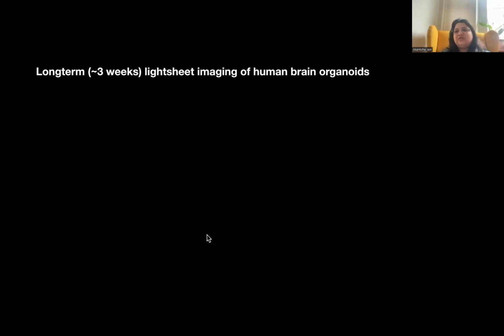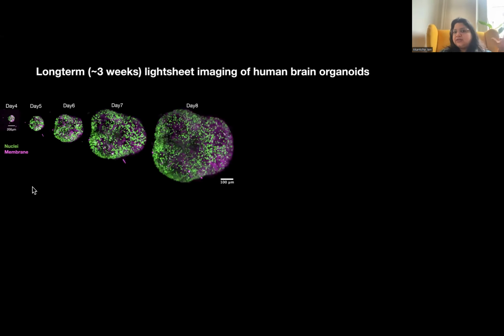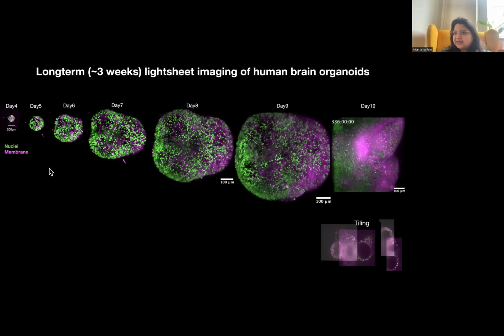So to give you a picture with this modified protocol, what we have is now a day 4 embryonic body, which we embed in Matrigel, and then we put this in the microscope. We start imaging. This would be a much smaller embryonic body made with 500 cells. And as this grows, it nearly doubles every day in size, till at some point it would stop fitting in the field of view. And here we would start doing tiling to still keep on acquiring our images.